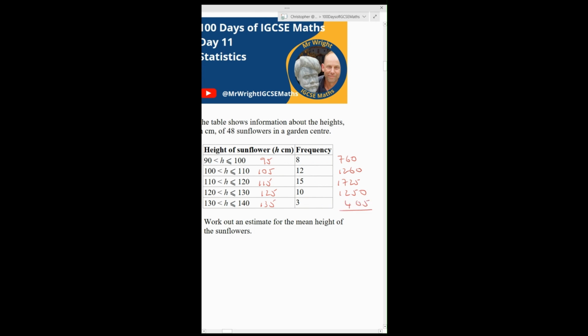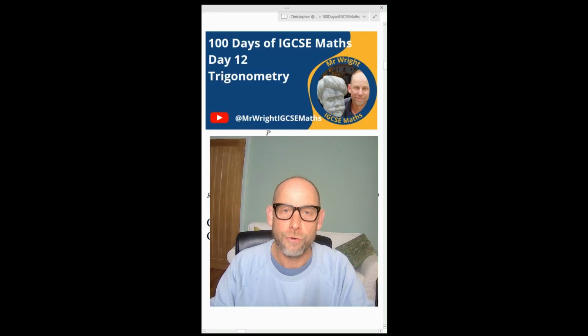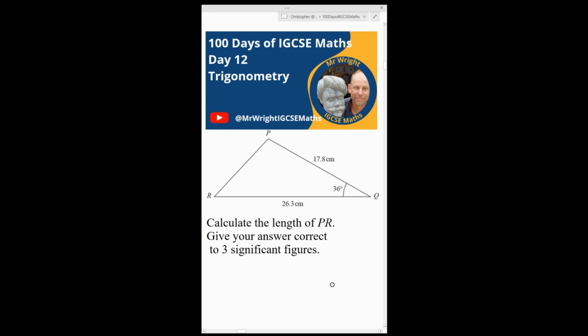Mid-mad. Right, I'm going to add those up. It gives me a total of 5,400, and I'm going to divide the total of all the heights by the number of sunflowers there are to find that the mean height is 112.5.